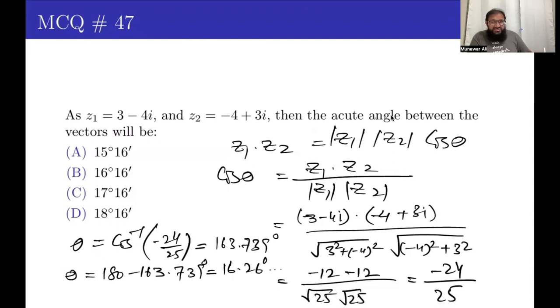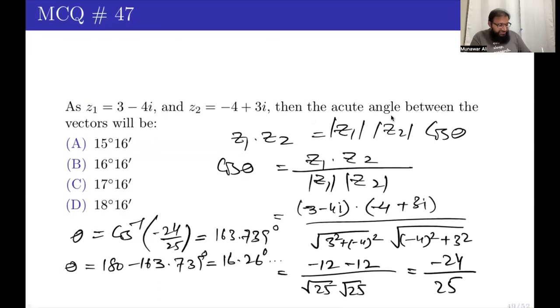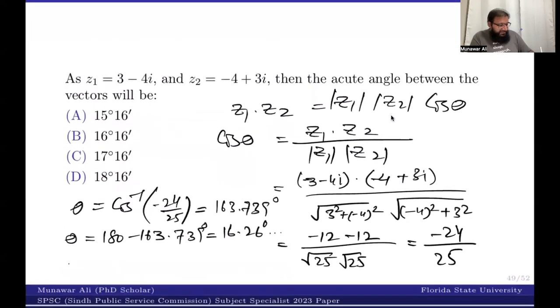But this notation is in degrees, minutes, and seconds. So you can do this thing as well, just by writing the 16 and multiplying 0.26 by 60. So this will give you minutes, because in 1 degree there are 60 minutes and in 1 minute there are 60 seconds. So these are some sort of sexagesimal parts of a degree. So this becomes 16 degrees, and 0.26 multiplied by 60 is approximately 16 minutes. So you can see the correct option is B.